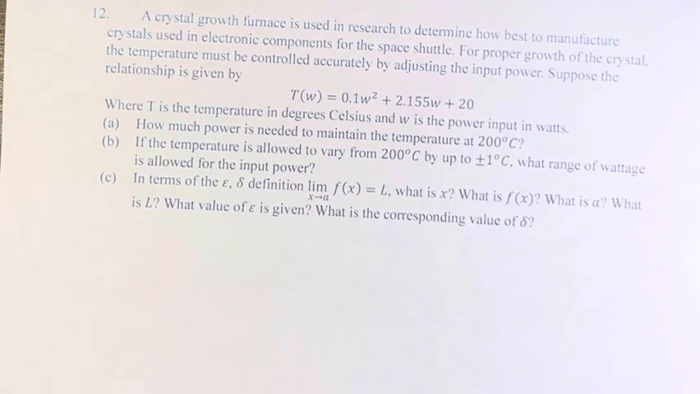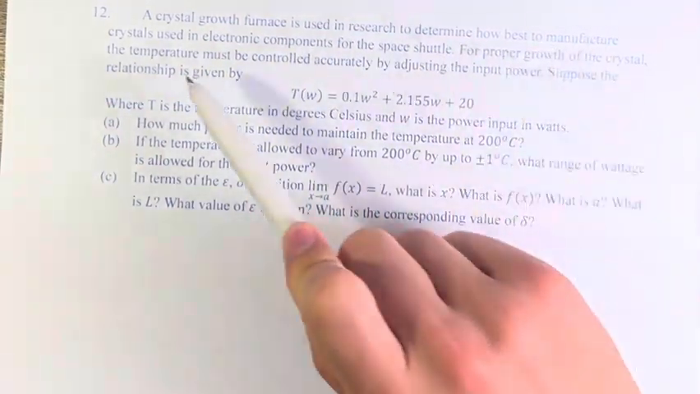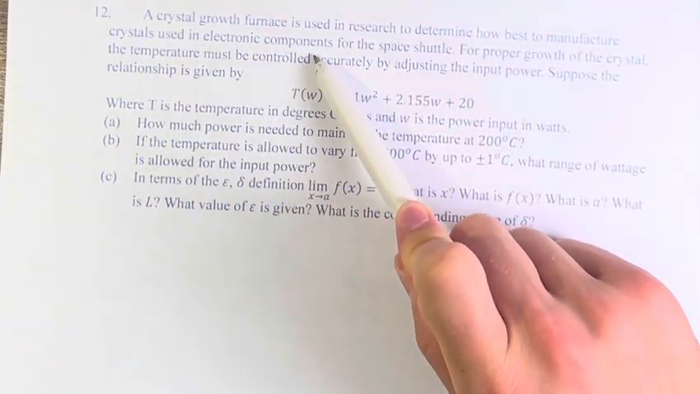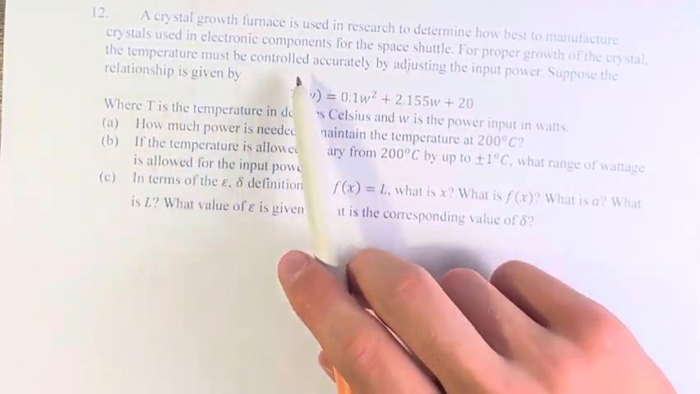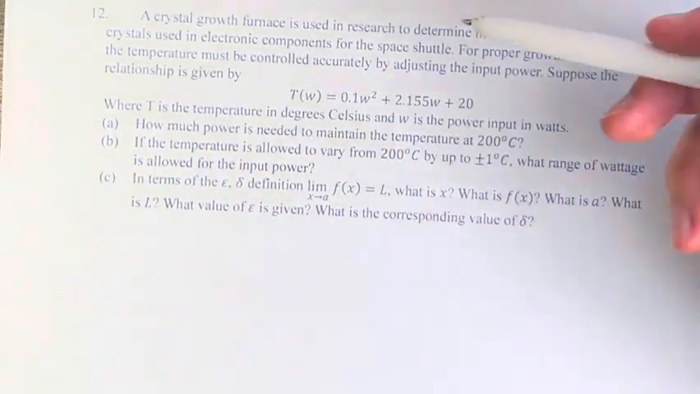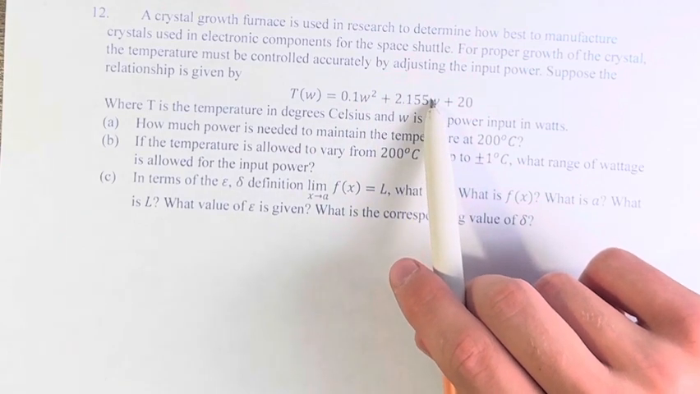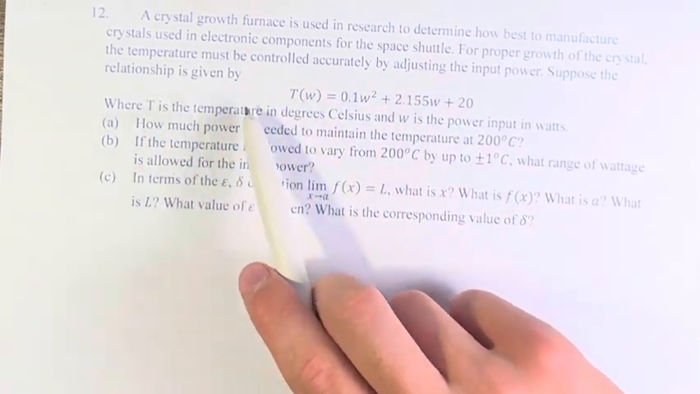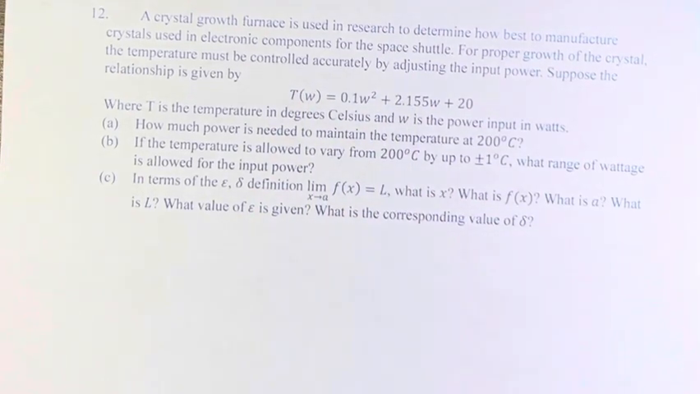In this problem, we're told that a crystal growth furnace is used in research to determine how best to manufacture crystals used in electronic components for the space shuttle. For proper growth of the crystal, the temperature must be controlled accurately by adjusting the input power. Suppose the relationship is given by T of W is equal to 0.1 W squared plus 2.155 W plus 20, where T is temperature and W is power.